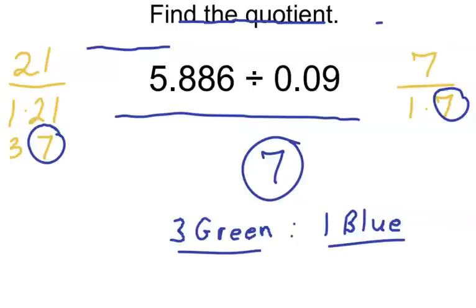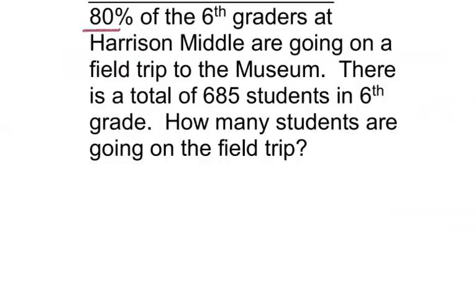7 different groups. There you go. All right, 80% of the 6th graders at Harrison Middle are going on a field trip to the museum. There are a total of 685 students in this 6th grade. Okay, so there's a total of 685 students.